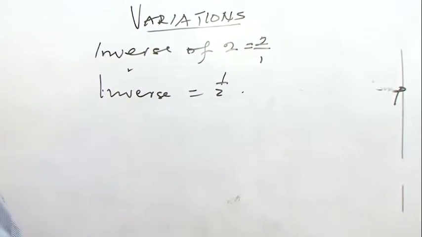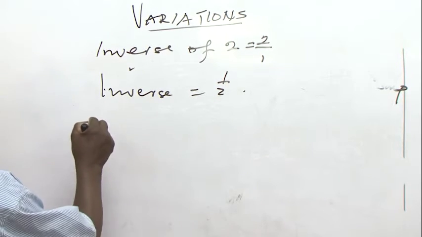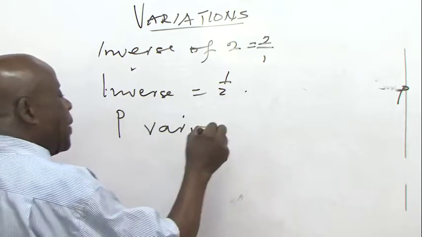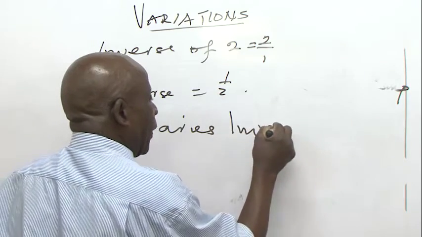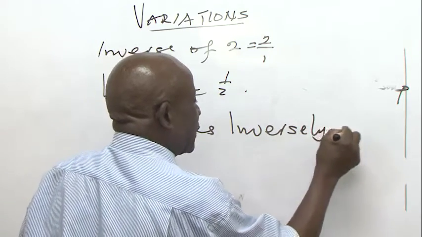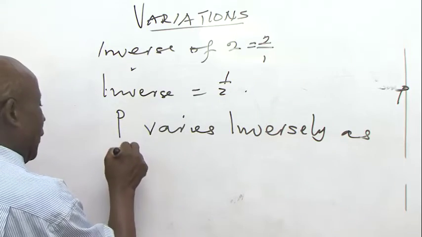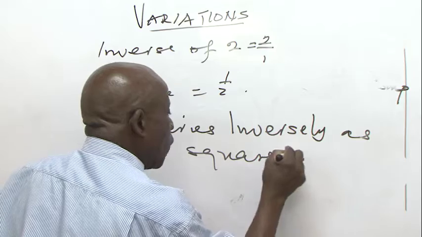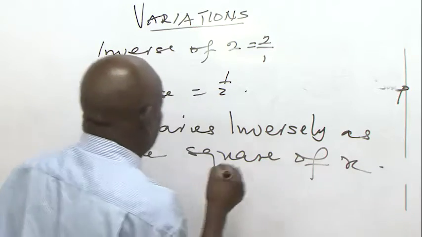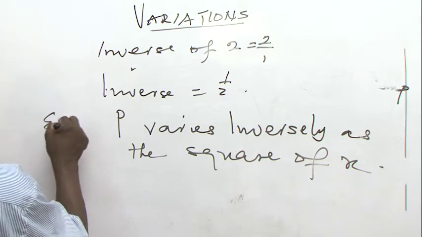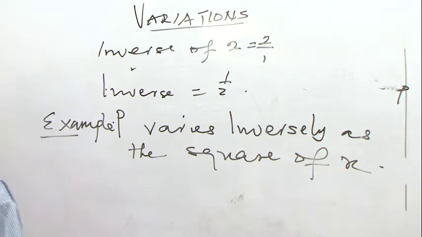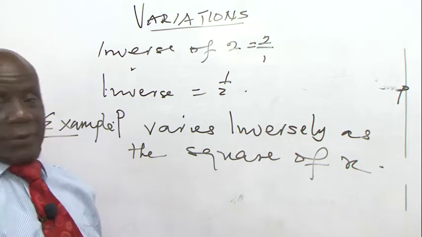Now look at this. P varies inversely as the square of x. Another example. P varies inversely as the square of x.